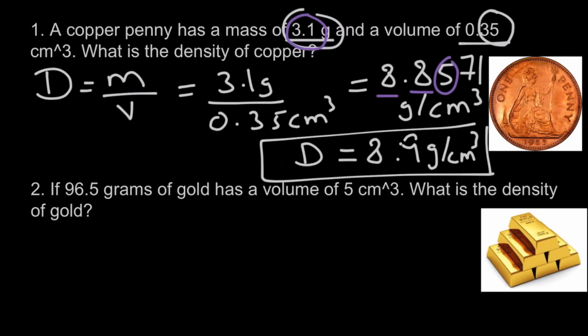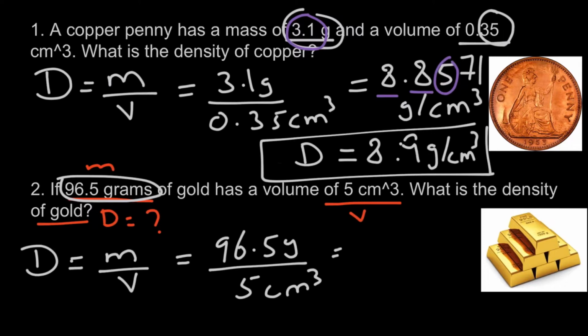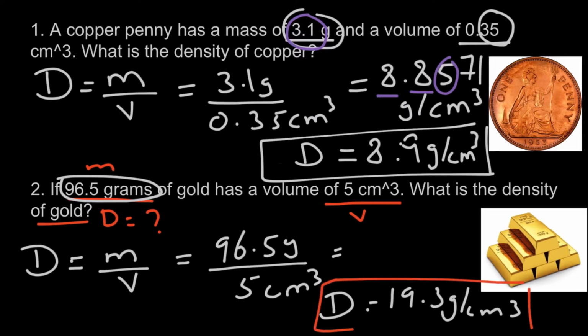Okay, now moving on to question 2. If 96.5 grams of gold, so this is the mass, has a volume of 5 centimeters cubed, what is the density of gold? So density is what we need to find here. So you write the formula D equals M over V. How did I know that this number is mass? Because it says 96.5 grams, and grams is the unit for mass. So 96.5 grams divided by the volume, which is 5 centimeters cubed. You just work it out in your calculator. The final answer would be D equals 19.3 grams per centimeters cubed. So that would be the final answer.